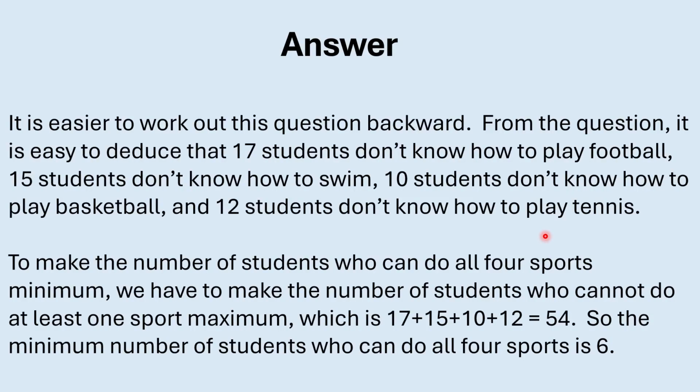So here, to make the number of students who can do all four sports minimum, we have to make the number of students who cannot do at least one sport maximum. So that means there is no overlap between all these four groups of students. So that means no student cannot do both football and basketball.